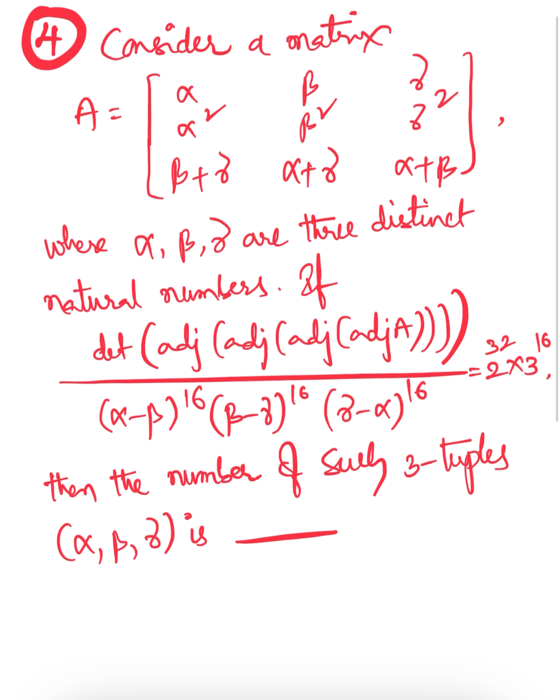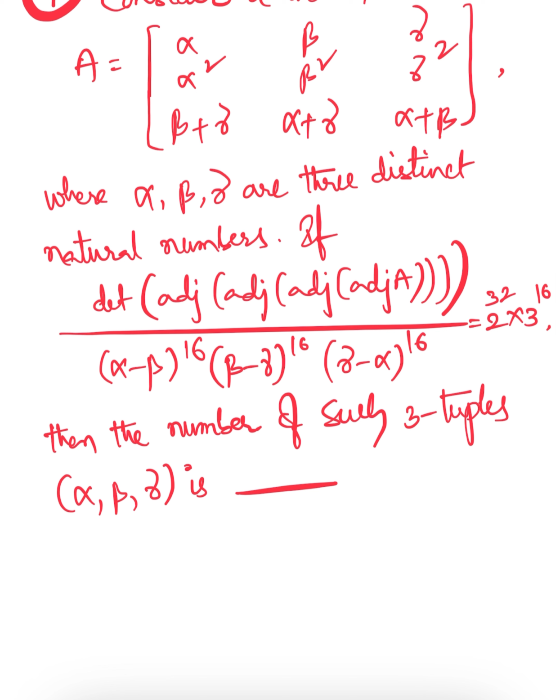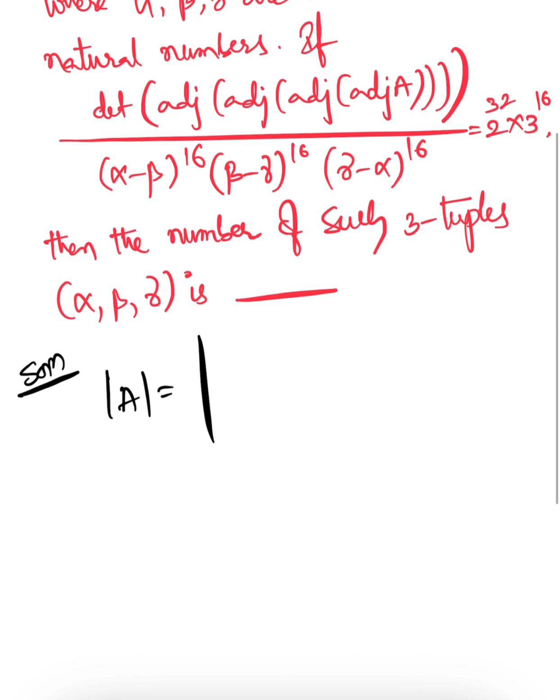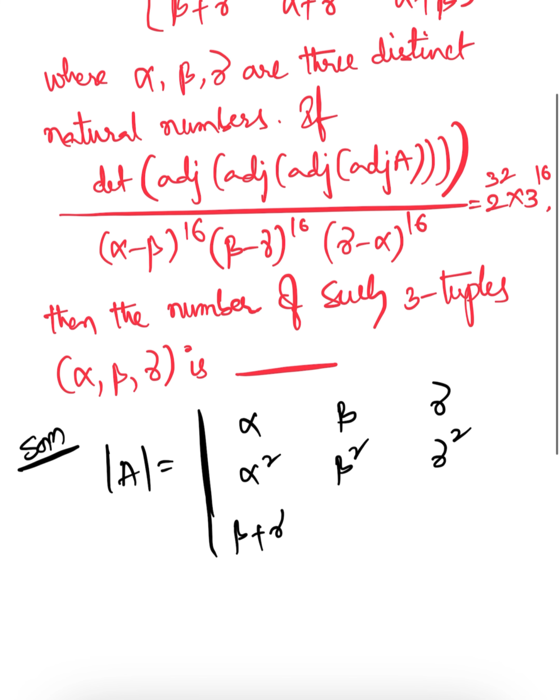See, very interesting question. Consider a matrix capital A: alpha, beta, gamma, alpha square, beta square, gamma square, beta plus gamma, alpha plus gamma, alpha plus beta. And they have given one more condition here, that of adjoint of adjoint of adjoint of adjoint A. Four adjoints they have given, and we know that however many adjoints, that many number of powers we can write. Now see the matrix. From that matrix, if I take the determinant, det A is equal to det of alpha, beta, gamma, alpha square, beta square, gamma square, and next beta plus gamma, alpha plus gamma, alpha plus beta.